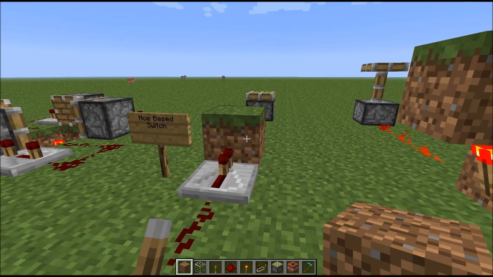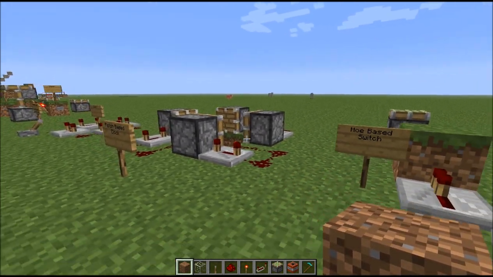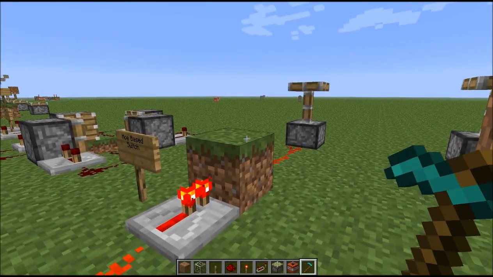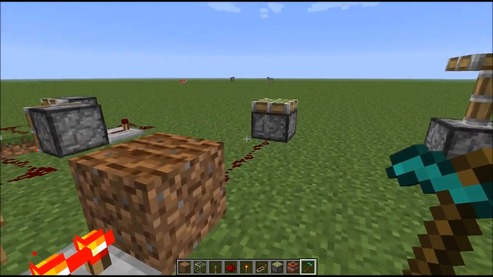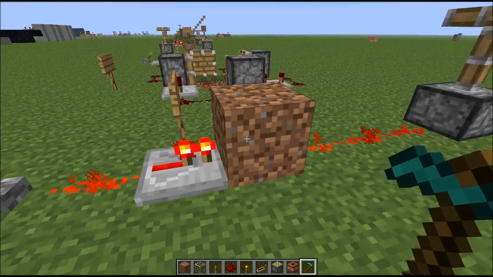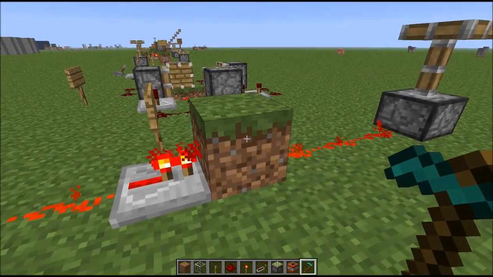This is a Hoe-Based Switch. I discovered this by accident while I was working on that in survival mode. What happens is when I turn it on and I use a hoe on this piece of dirt, it becomes a transparent block as opposed to a solid one, and the current can't pass through it. It's the equivalent of using a hoe to replace this with a piece of glass.